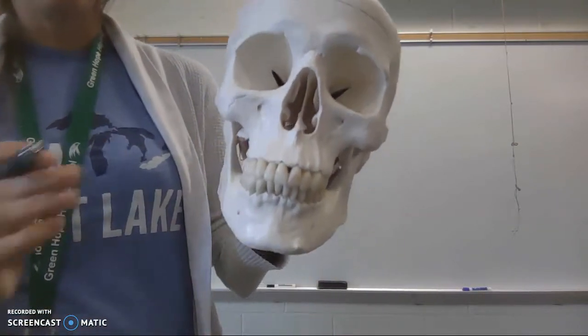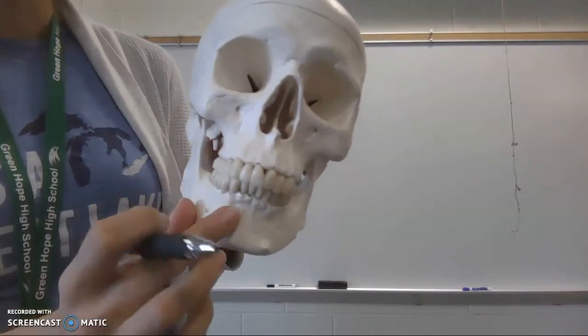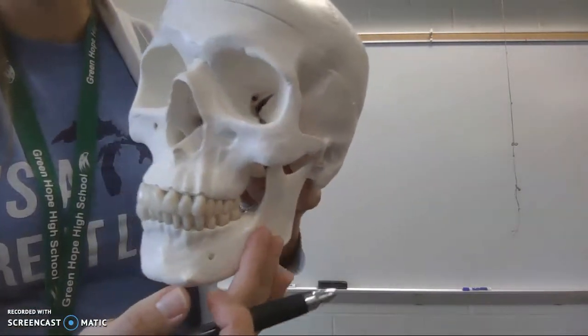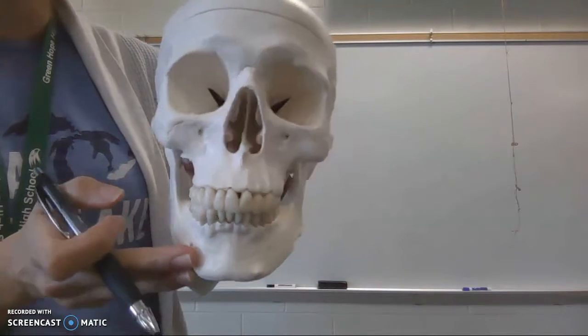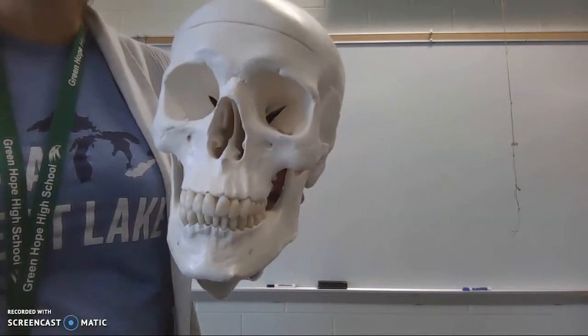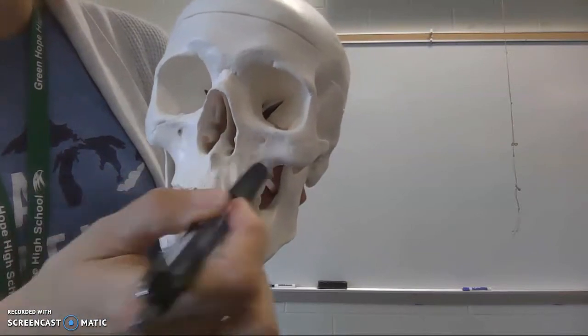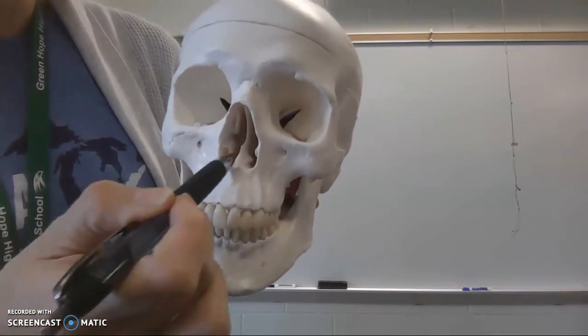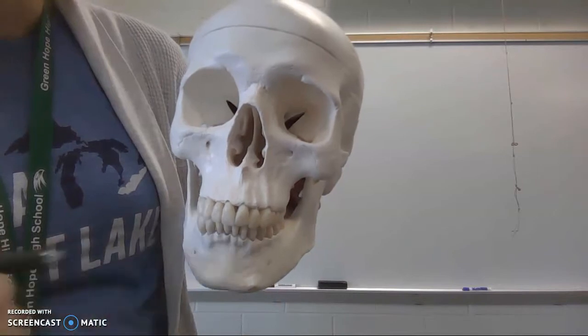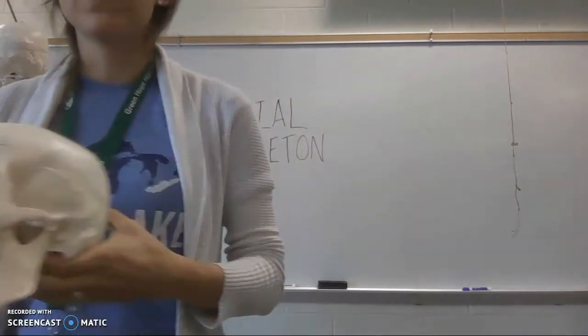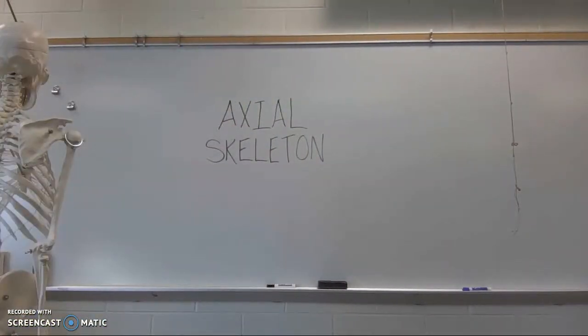The mandible, you've heard it called the jawbone before. This is the mandible. And the maxilla is the top half where our upper lip is. Those are the bones of the skull that we need to be aware of.